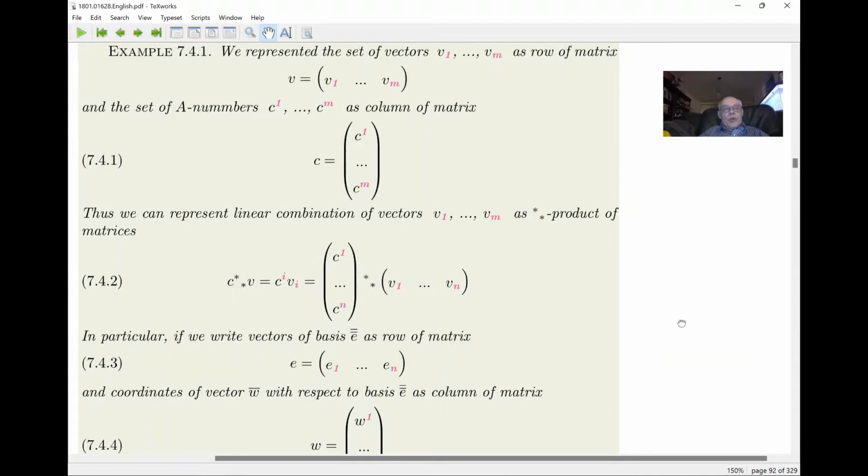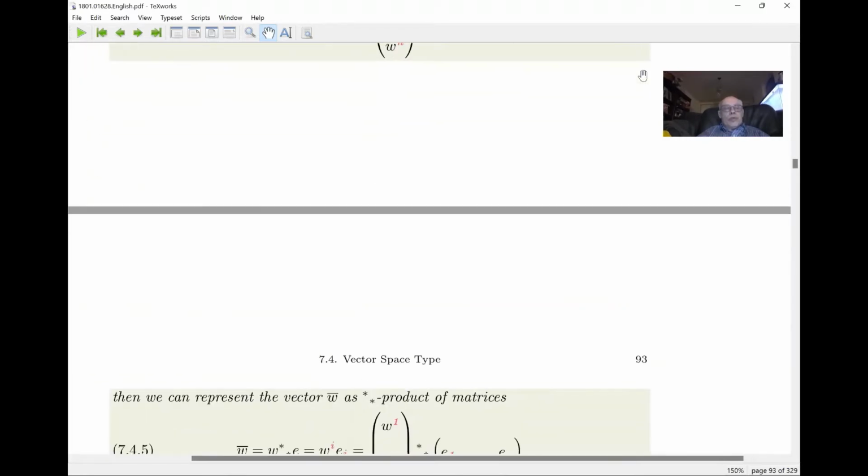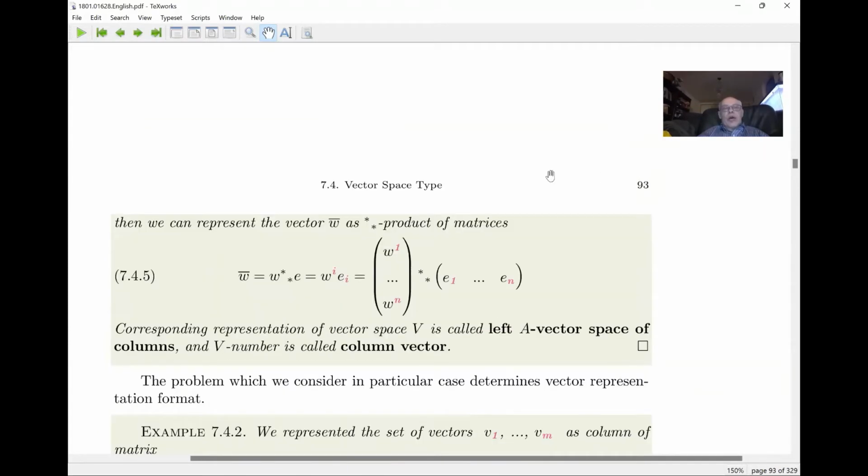In particular, if we write vectors of basis E as row of matrix 4.3 and coordinates of vector w with respect to basis E as column of matrix 4.4, then we can represent the vector w as CR product of matrices 4.5. Corresponding representation of vector space V is called left vector space of columns, and V number is called column vector.